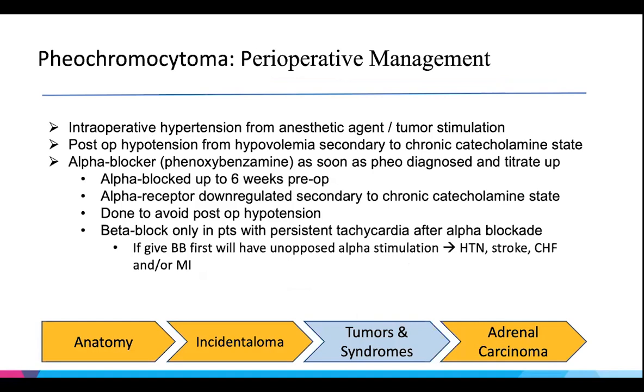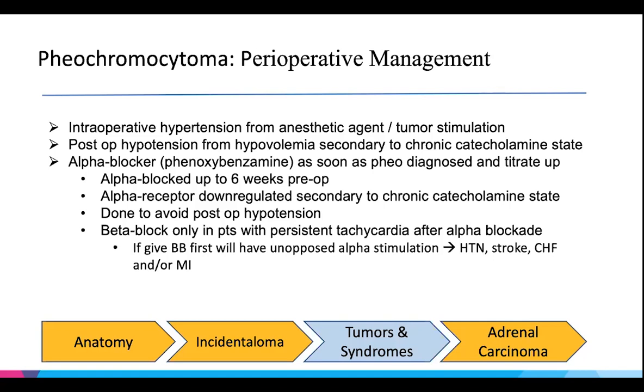Post-op hypotension from hypovolemia secondary to chronic catecholamine state is something you need to look out for. And then getting into what Dr. Fernandez had just mentioned, alpha blockade, you're going to want to continue for up to 6 weeks pre-op. Alpha receptors are downregulated secondary to the chronic catecholamine state. This is done to avoid post-op hypotension.